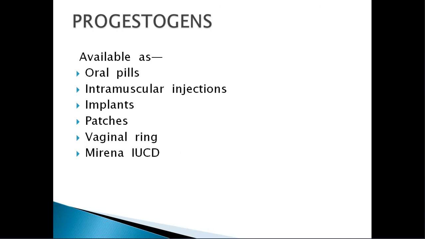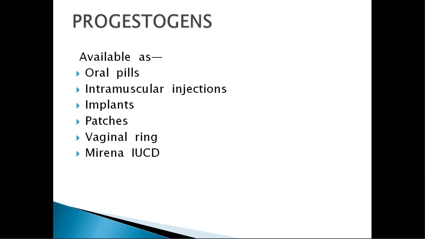You can give them orally as oral pills. You can give them as intramuscular injections. You can give them as implants. Implants are silastic rods which contain the hormones, implanted subdermally into the skin, and every day some amount of hormone is released from these implants.